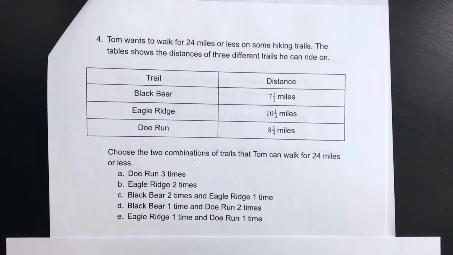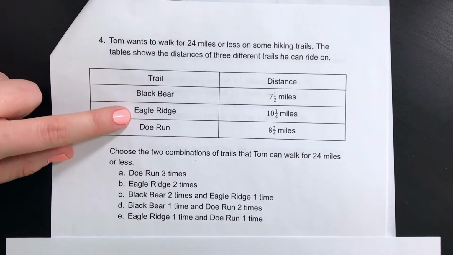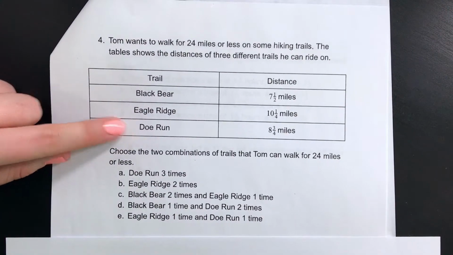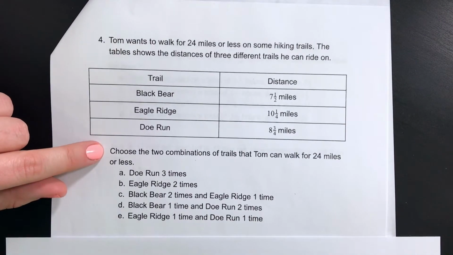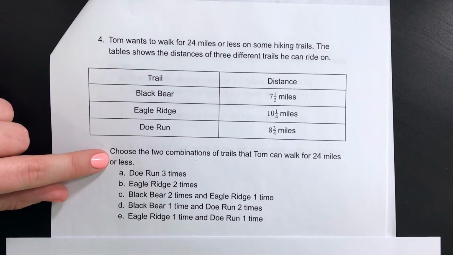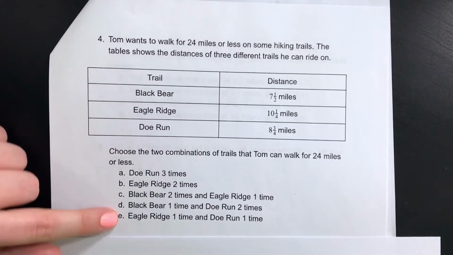Number 4, Tom wants to walk for 24 miles or less on some hiking trails. The tables show the distances of the 3 different trails he can ride on. So the 3 trails are Black Bear, Eagle Ridge, and Doe Run. Choose the 2 combinations of trails that Tom can walk for 24 miles or less. Okay, so here are our 5 options.